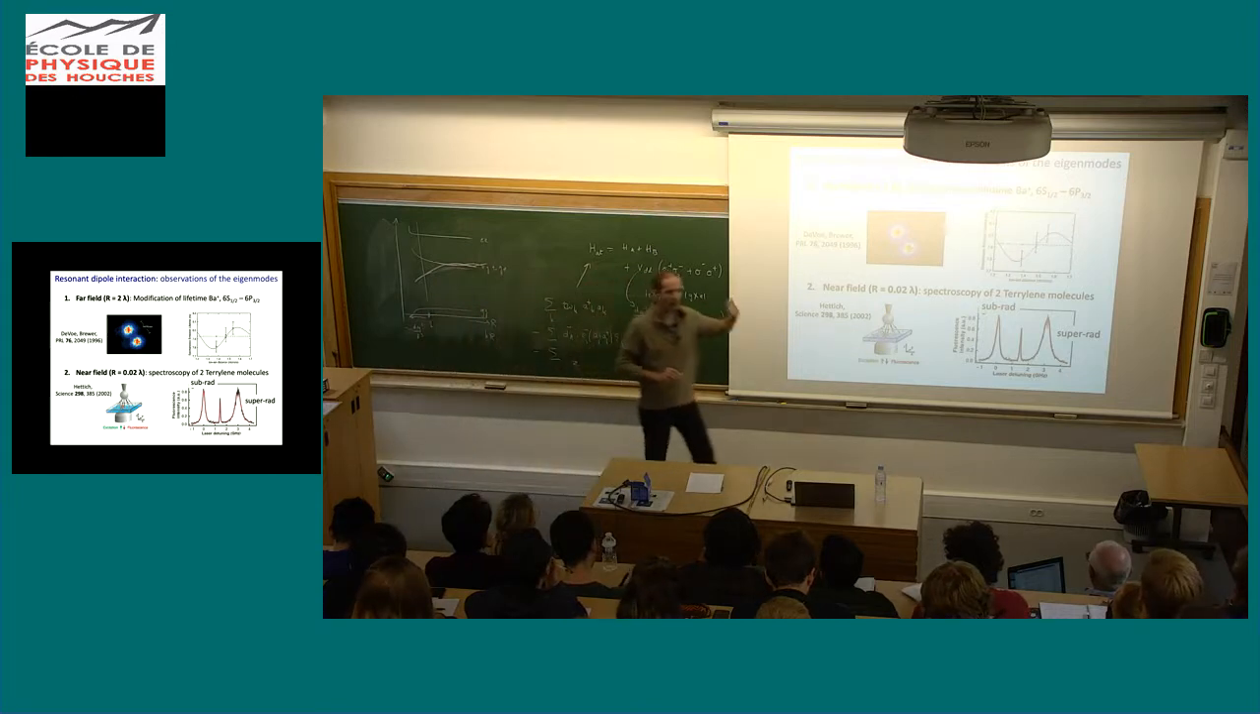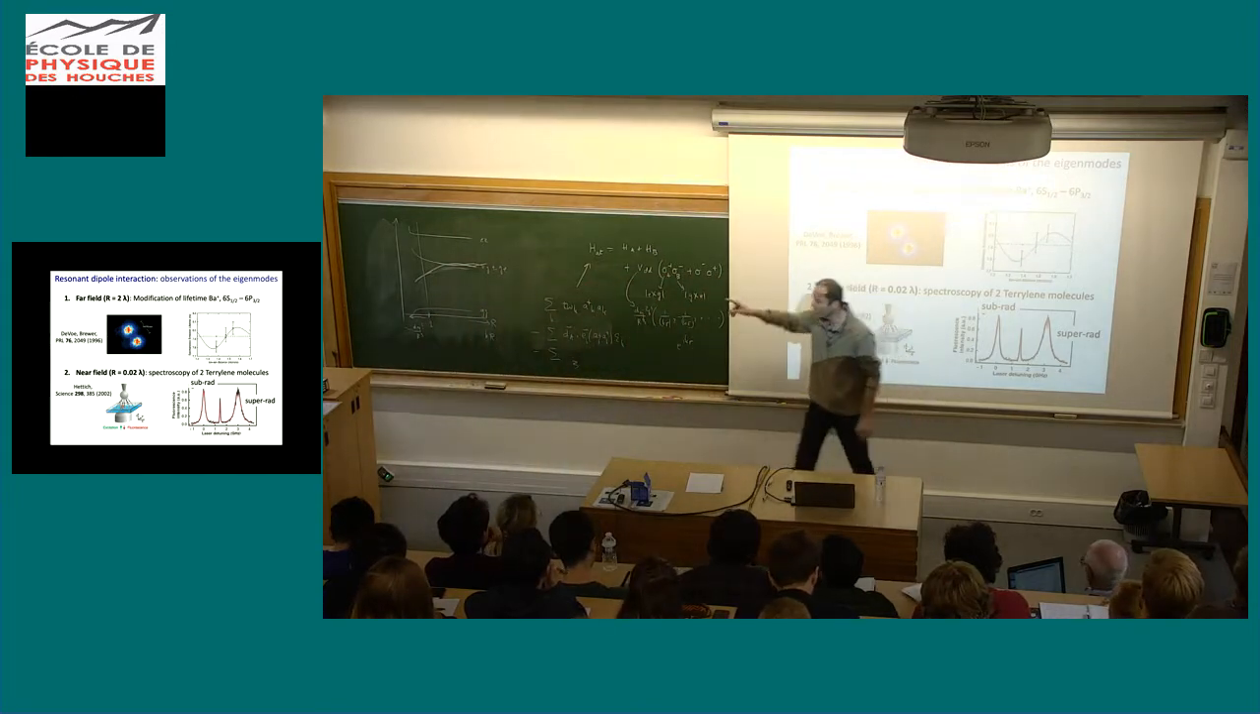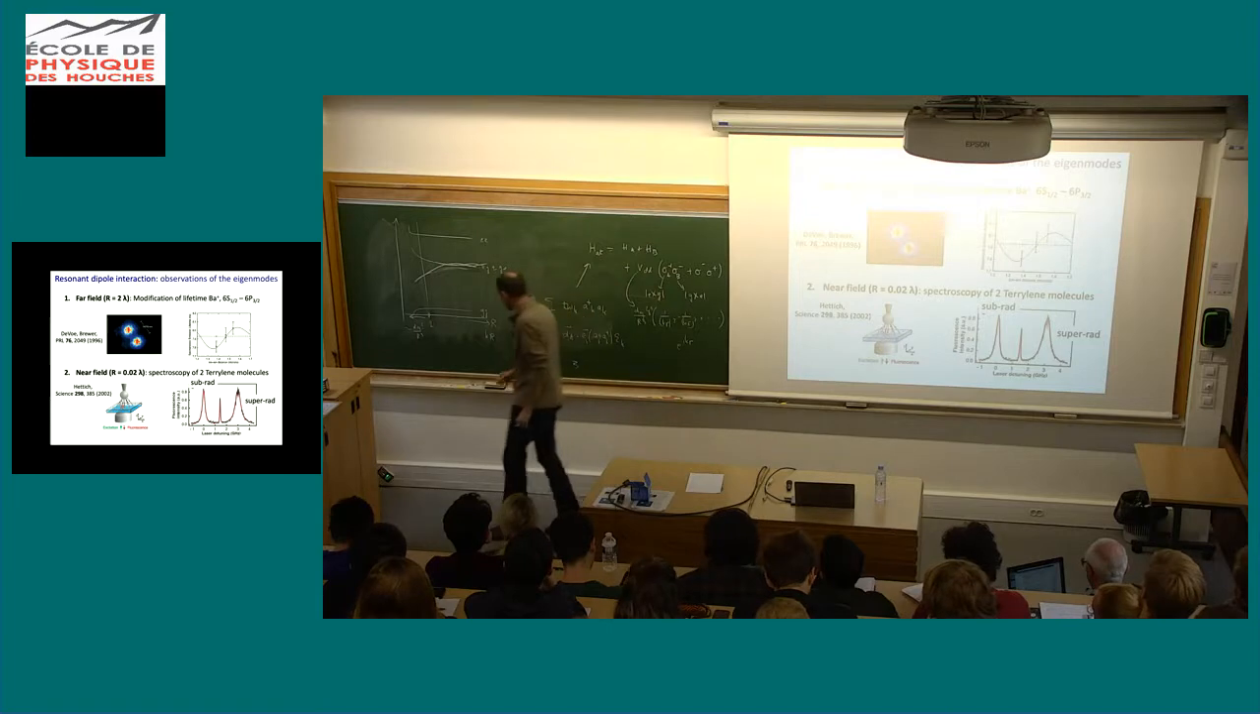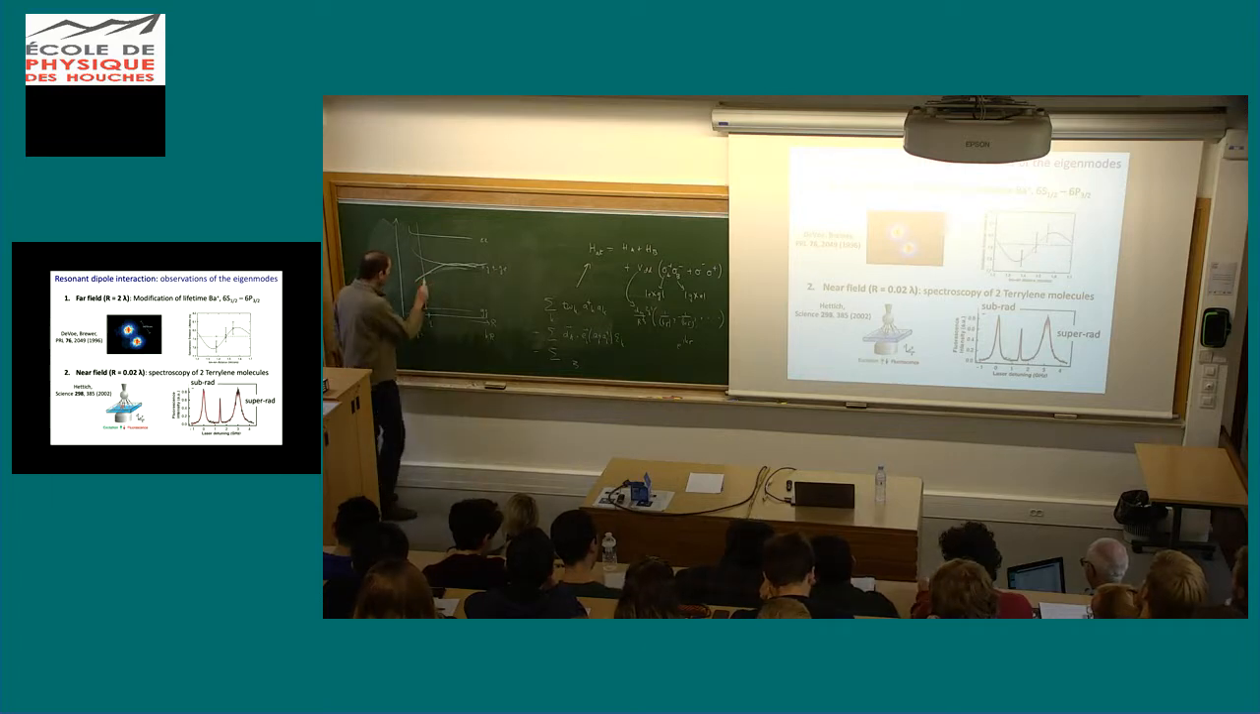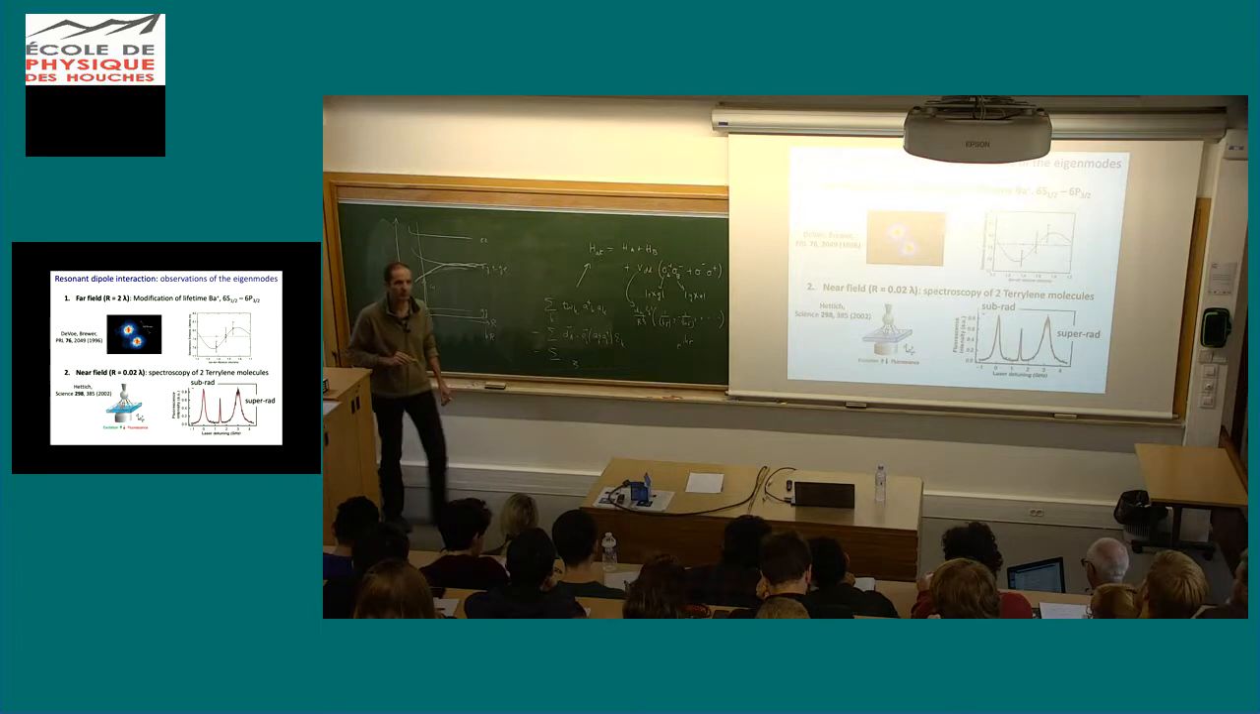So now comes the light. Okay, I want to reveal this spectrum. How do I do it? I send a light field. So I prepare the two molecules in state G. I turn on a laser with a frequency omega, and I scan omega through the resonance.